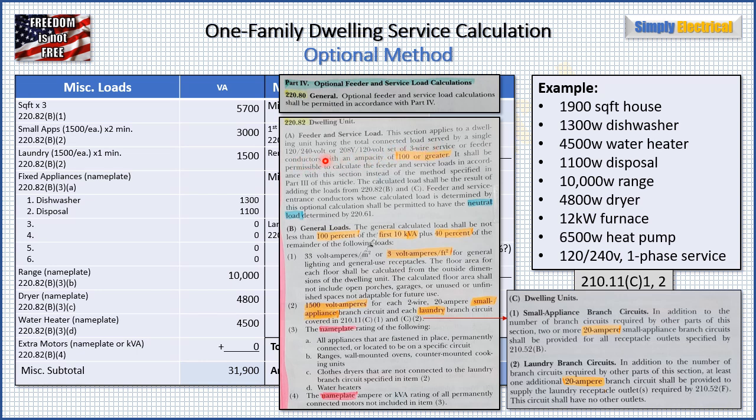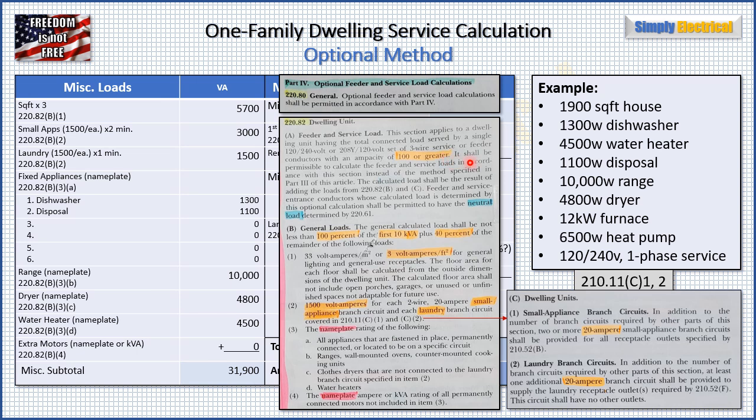It's got to be a single 120/240 volt or 208Y/120 volt set of 3-wire service or feeder conductors. And that's it. If you have anything outside of that, you cannot use the optional method. So that's important, because some people don't remember that when they go to use the optional method. Now, granted, that is the most common situation you're going to have, especially in a single family dwelling. So in most cases it does apply. But just keep in mind that there are some stipulations.